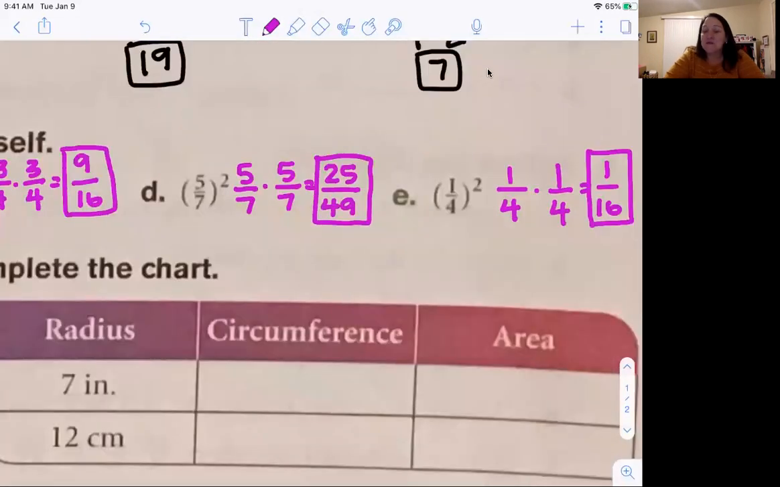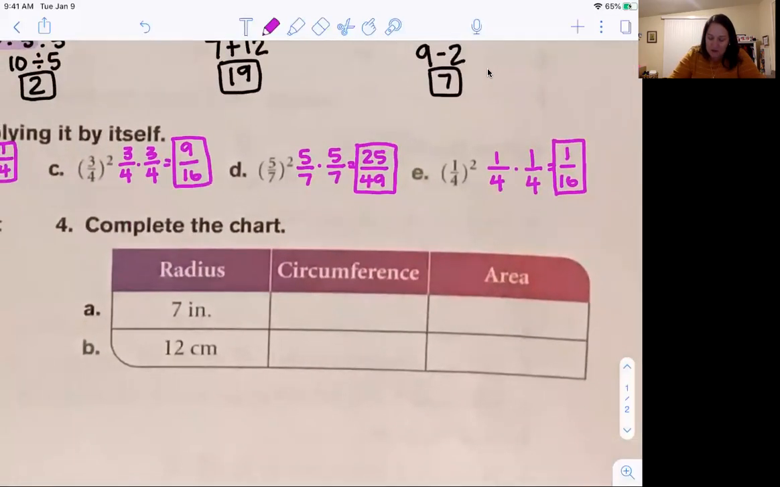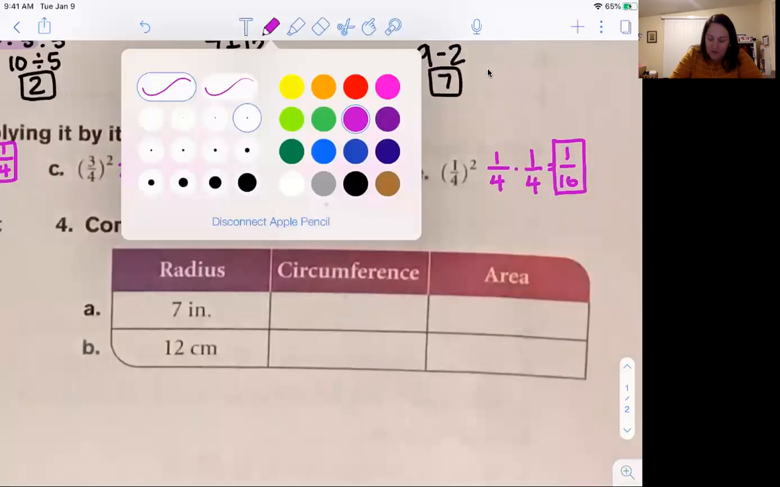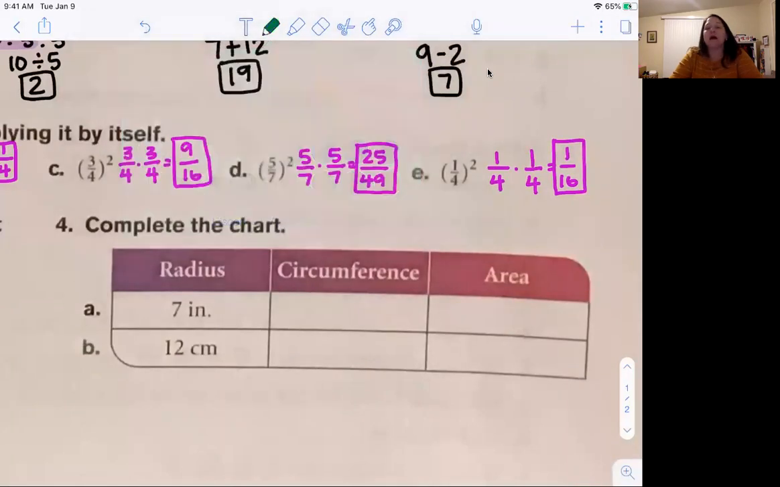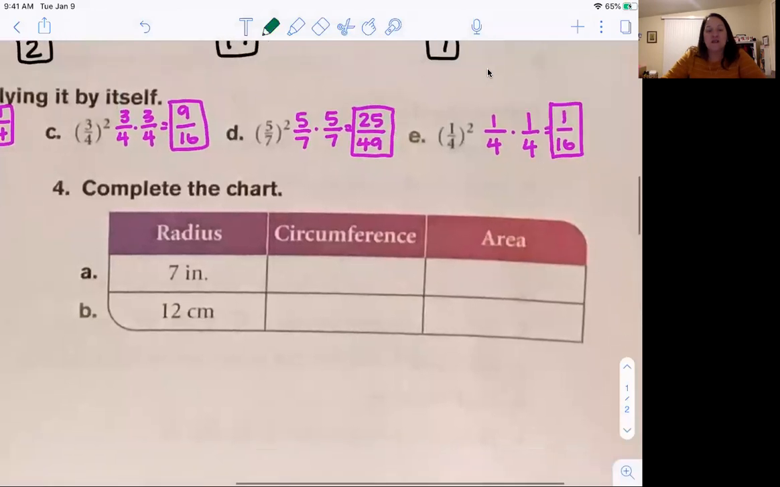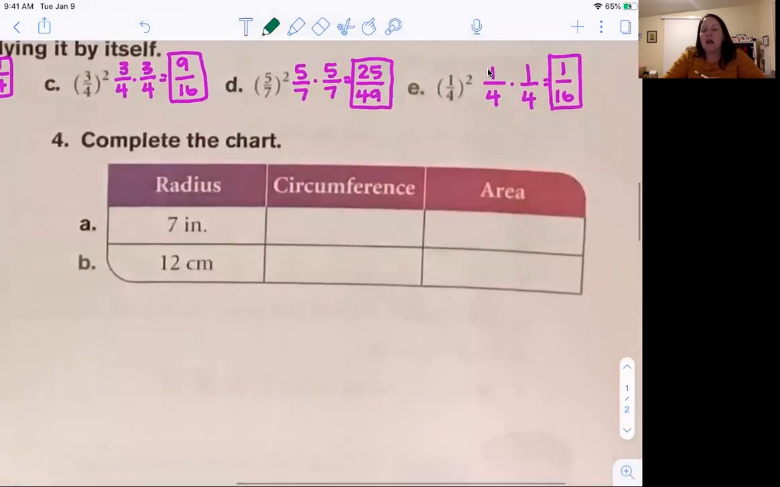Okay, D should have been 5/7 times 5/7, which is 25/49. And E, 1/4 times 1/4 is 1/16. Okay, let's move on to number 4. We're going to go ahead and skip over number 3 since we haven't done those yet. We'll come back to them eventually down the road. Okay, so let's look at complete the chart. I have a radius of 7 inches and I need to find circumference and area.